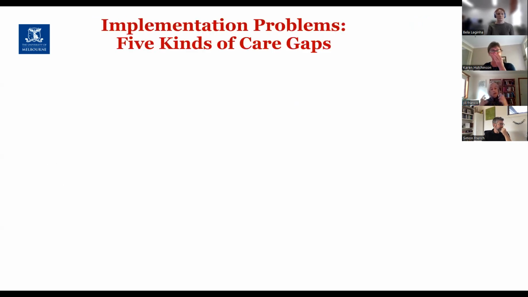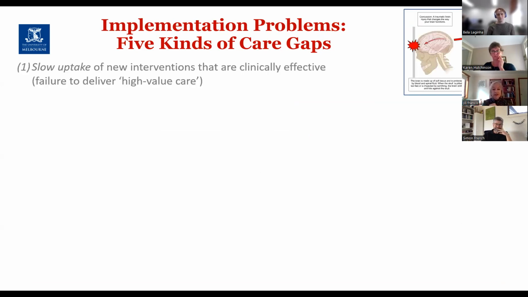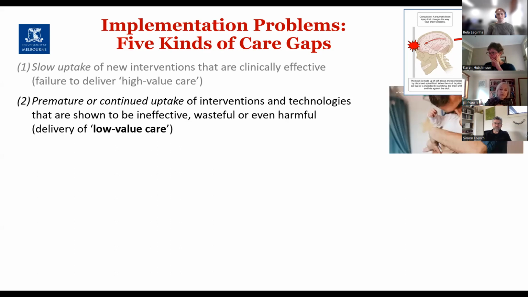Now, although that implies that there are two kinds of care gaps, I would like to propose that there are at least five kinds of care gaps. One is the slow uptake of new interventions that are clinically effective. And when we talk about this kind of care gap, this is what people tend to think implementation science is about. We need to speed up the uptake of effective interventions, so initiating new care. However, I want to argue that that's only one of five kinds of care gaps.